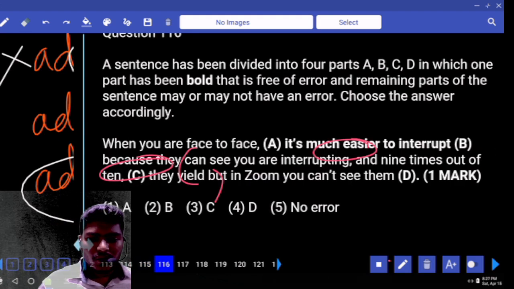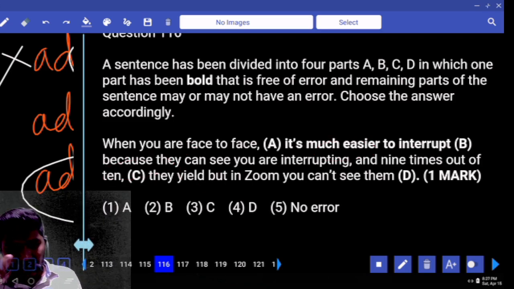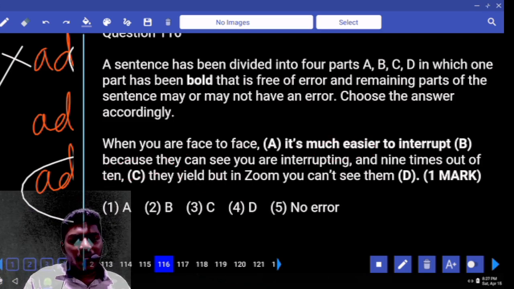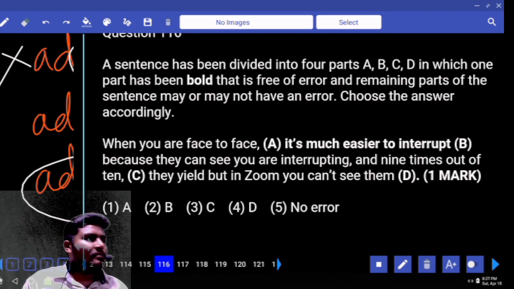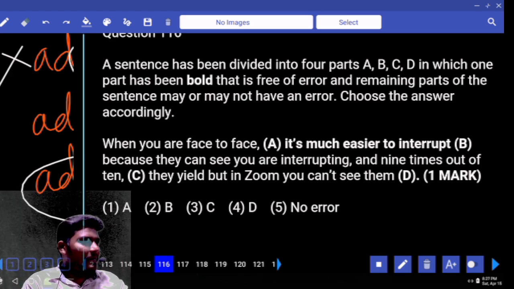Next one, move to 116. When you are face to face, it is much easier to interrupt because they can see you are interrupting, and nine times out of ten they yield. But in Zoom you can't see that. The reading based sentence. It's not grammatical based sentence actually, it is reading based sentence.